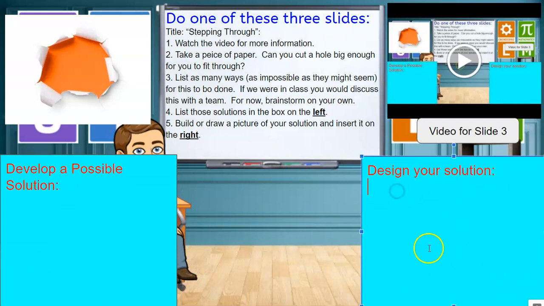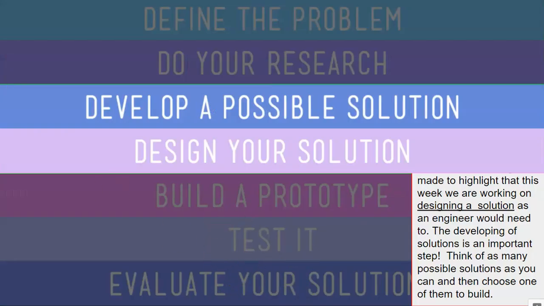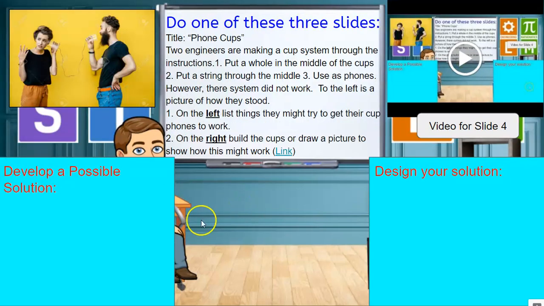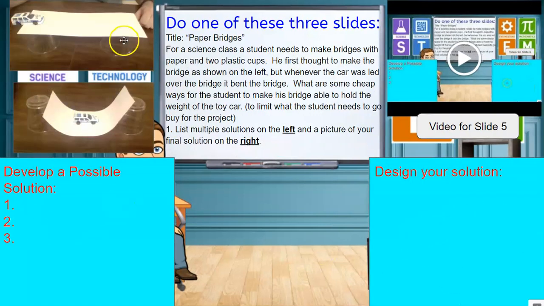There's a correct solution, but if you have a slightly less correct solution, I'll still accept it because it doesn't need to be a final product. We're not on the last step. Okay, slide 4, if you want to do that, is trying to find a way to figure out how to make these 2 individuals' cup phones work. And you'll list possible solutions over here, and you'll put a picture of your final solution over here.